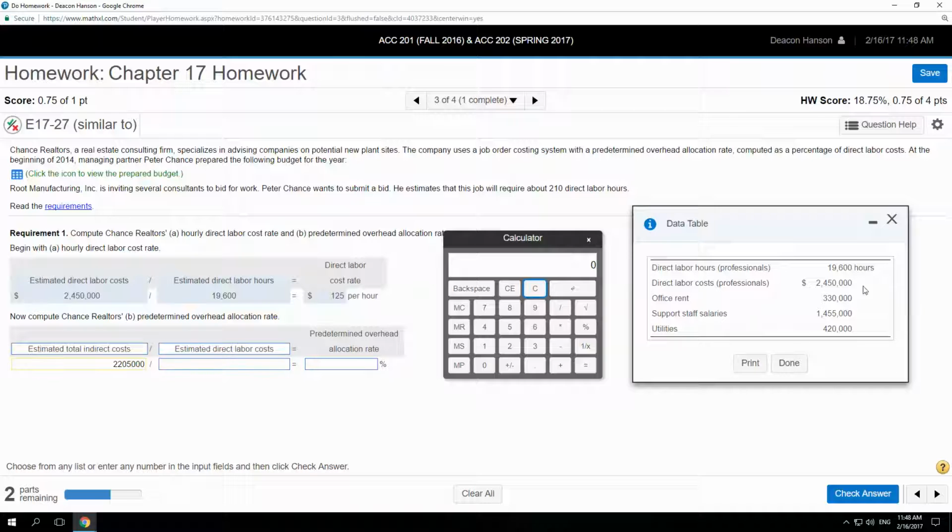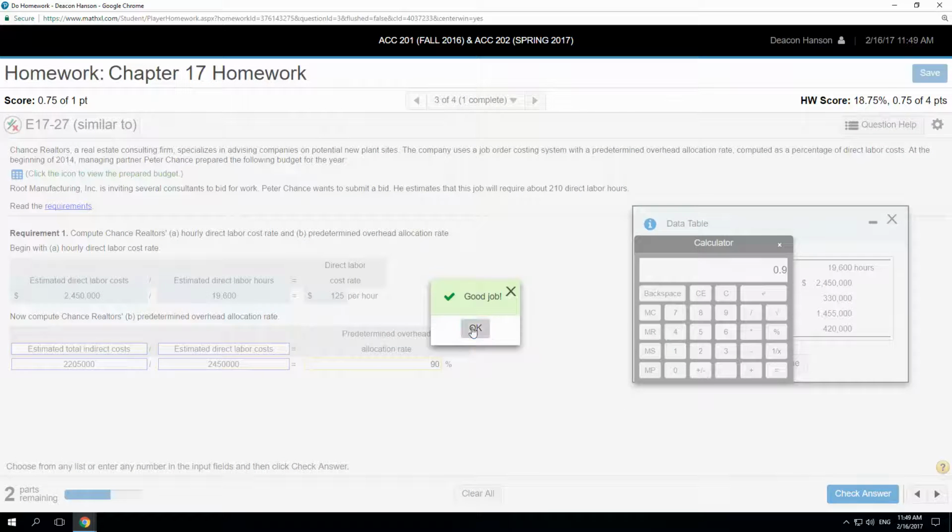Like the three items were different, but it totaled up to be the same. My estimated total indirect costs. And then I'm going to just use that same 2,450,000 as my divisor, right? Divided by, just do the math on that, and it's 90%. Good work. Okay.